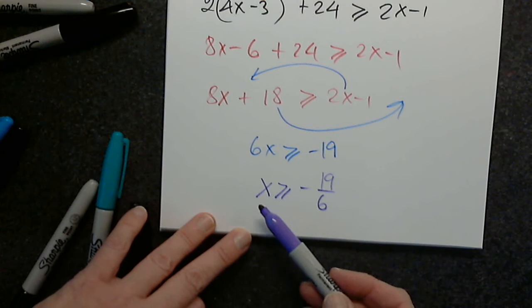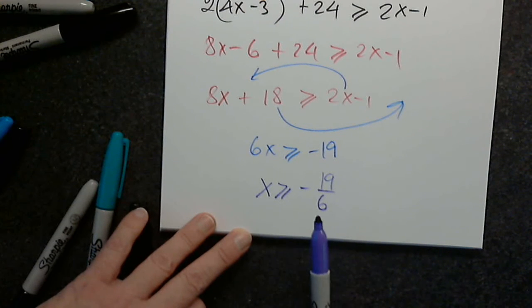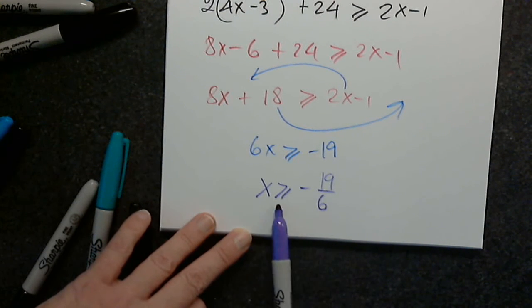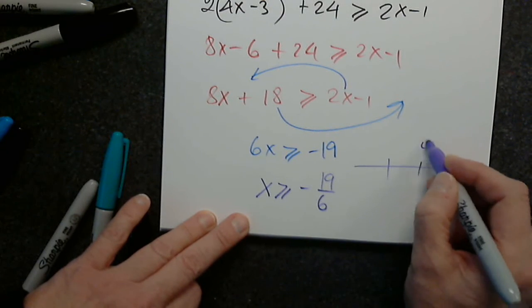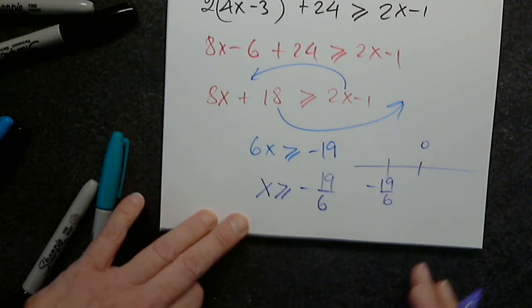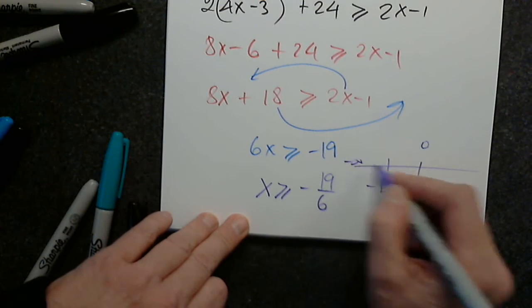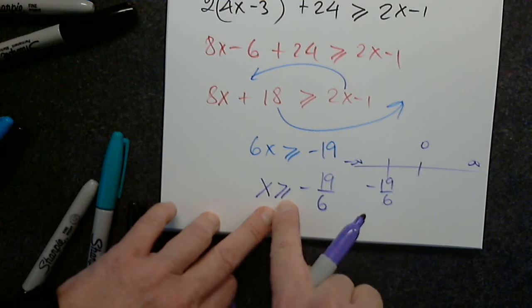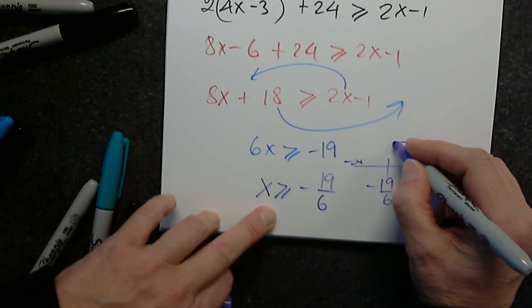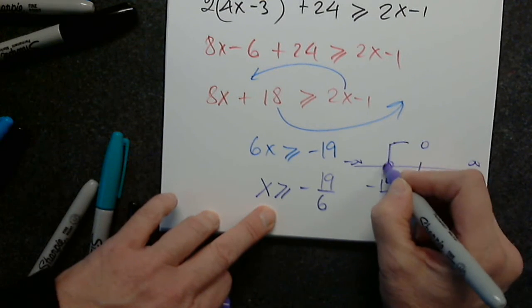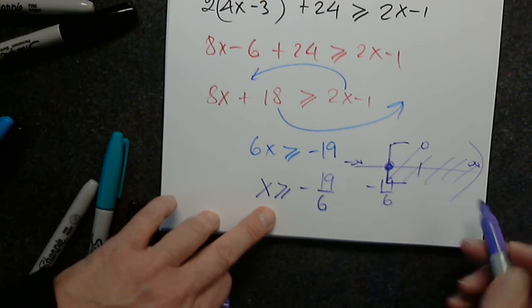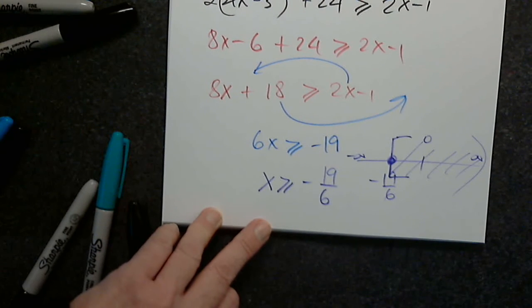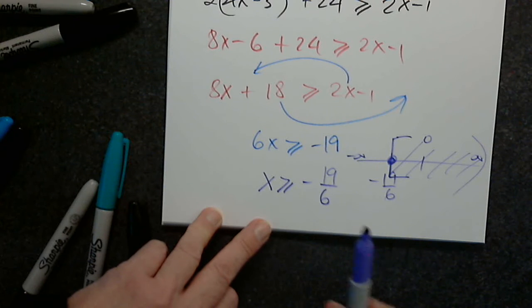And now let's read this. X is a number that is negative 19/6 or bigger. I'm only showing what's happening here. From negative infinity to infinity, there is an equal symbol here, so we have to use a bracket. Or if you prefer, use a full point. It's up to you. That's where the solutions are found.